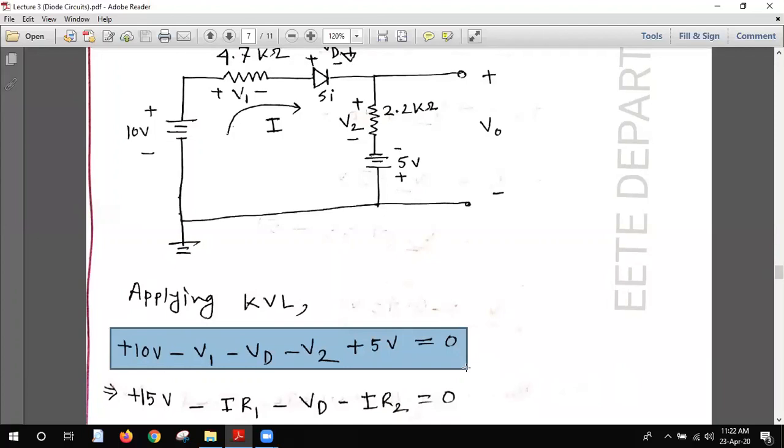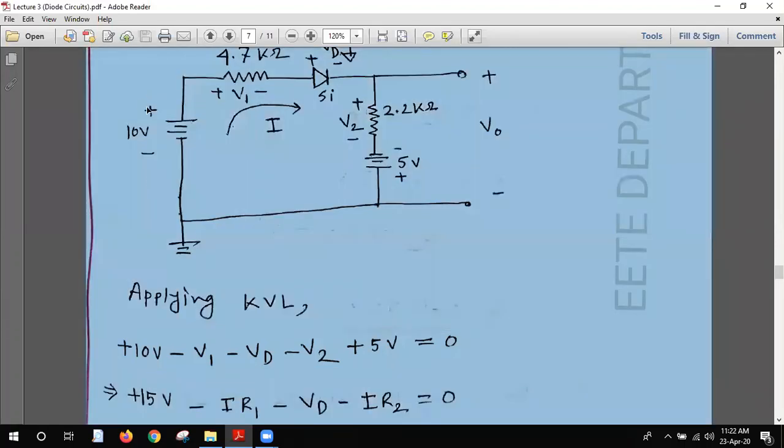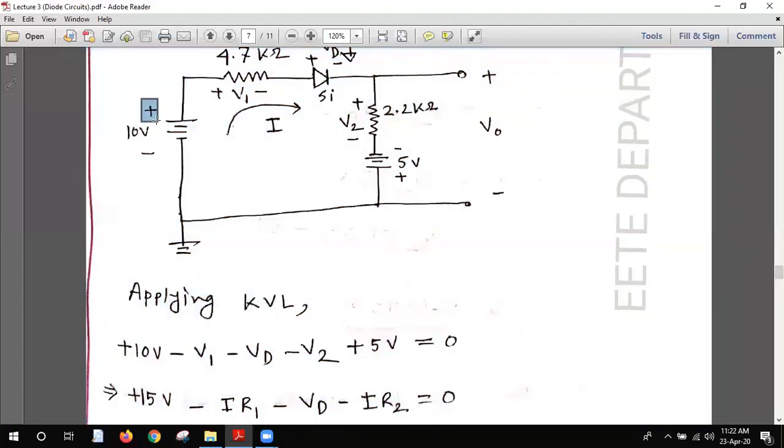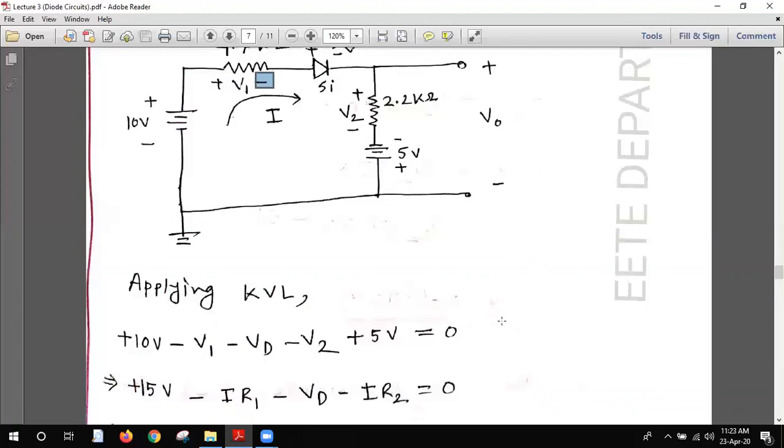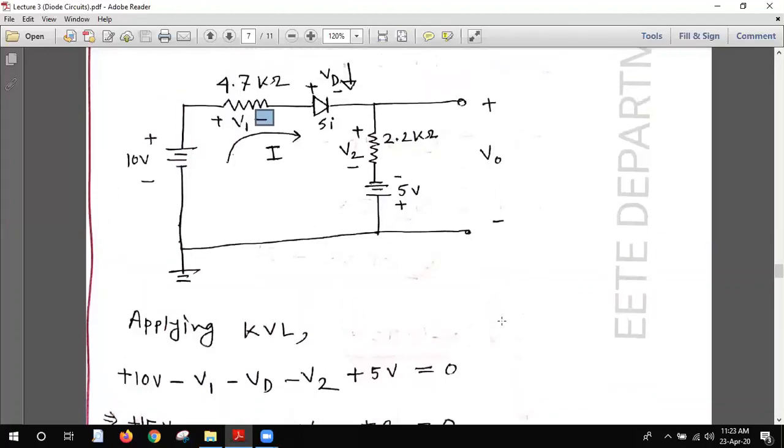This is known as mesh analysis. You have studied electrical circuit 1, electrical circuit 2. It will be a very easy concept for all of you. Just take the sign, either the first sign or the second sign. We are taking the second sign. That's why plus 10 volt, the negative second sign for this voltage source, then minus V1, minus VD, minus V2, plus 5 volt. So we have applied the KVL.